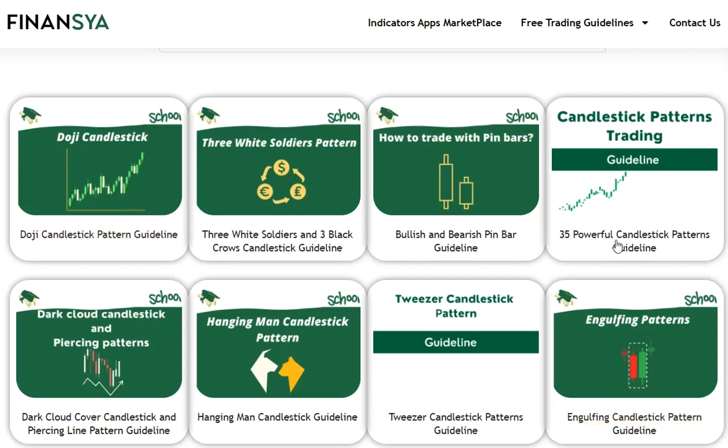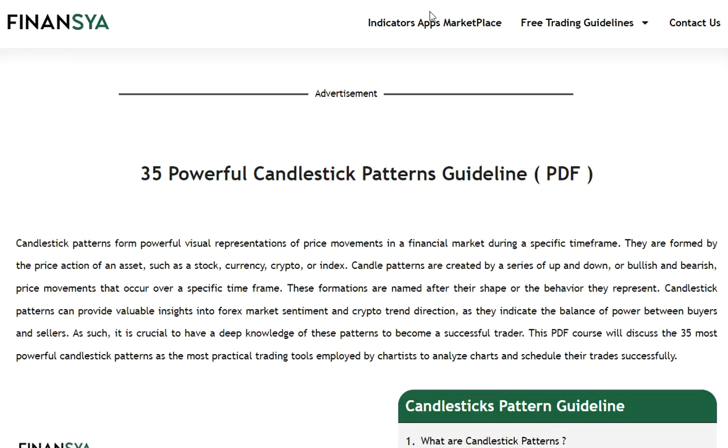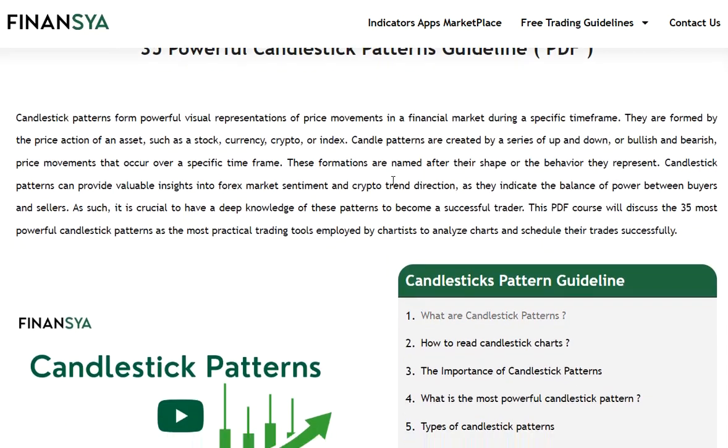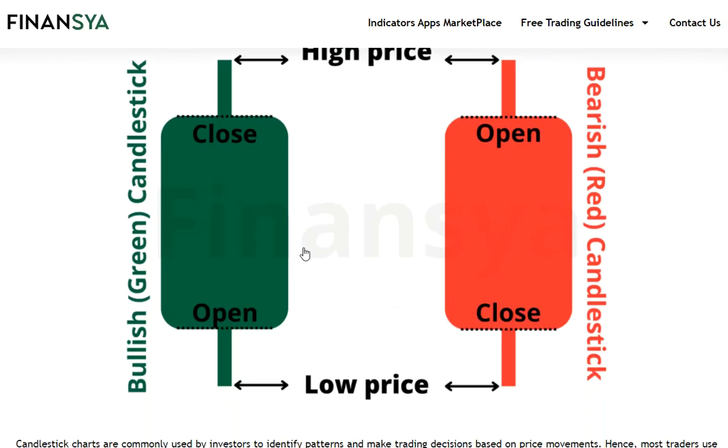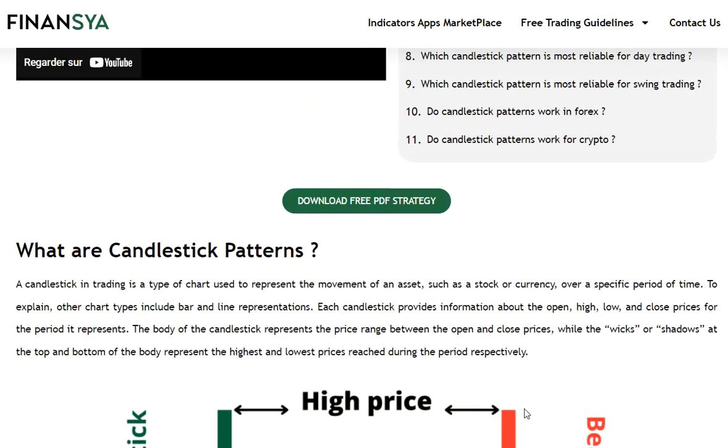Whether you're a beginner or an experienced trader, our Trading Candlestick Patterns Guidelines can help you improve your technical analysis skills through analyses, videos, and graphical illustrations. Our lectures are designed to be easy to understand, and we use real-world examples to help you apply what you learn. Also, PDF Candlestick Pattern Guidelines are available for free download via this button.